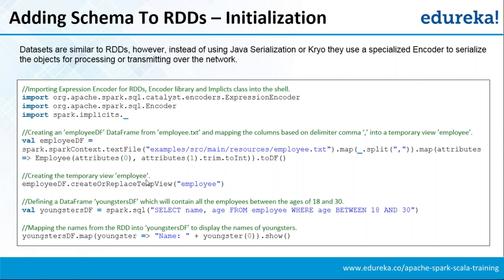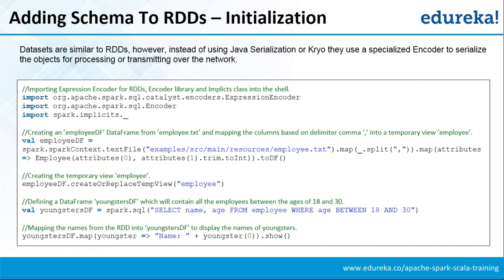After that, we are going to create a temporary view or table. So let's create this temporary view employee. Then we use spark.sql and pass our SQL query. Can you notice that we are now accessing this employee here? Now, what is this employee? This employee was our temporary view which we created.